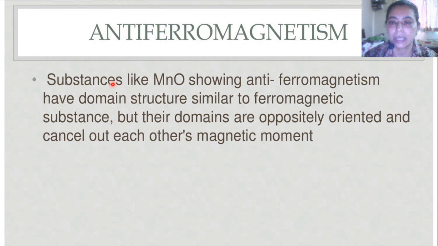Antiferromagnetism: substances like MnO showing antiferromagnetism have a domain structure similar to a ferromagnetic substance, but their domains are oppositely oriented and cancel out each other's magnetic moment.